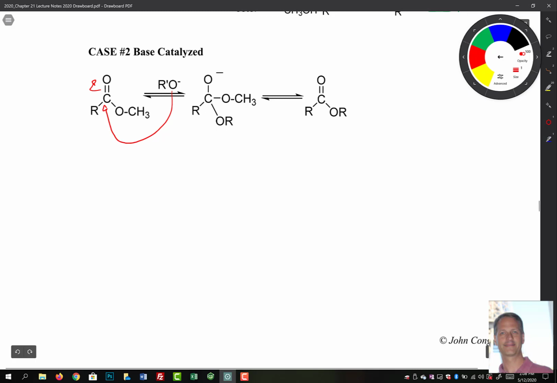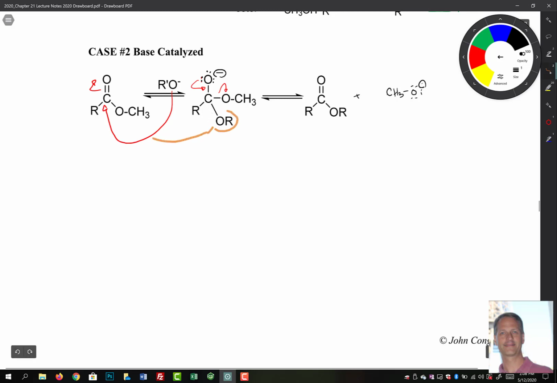So that will give us our tetrahedral intermediate here. And then we're going to swing these down just like so, and we're going to kick off our OCH3. So the other product that we get here is CH3O minus. Right now, as far as the leaving group in this second step, it's true that that could leave.